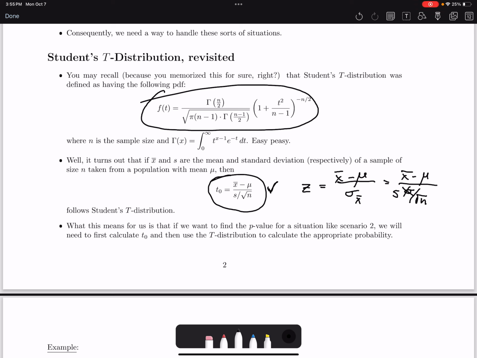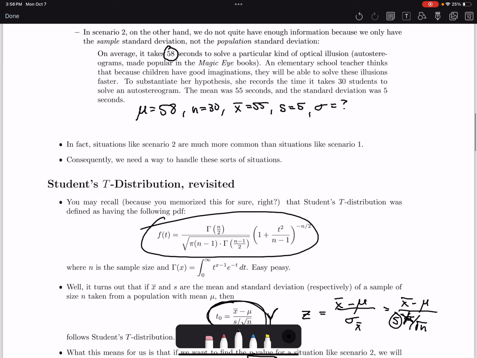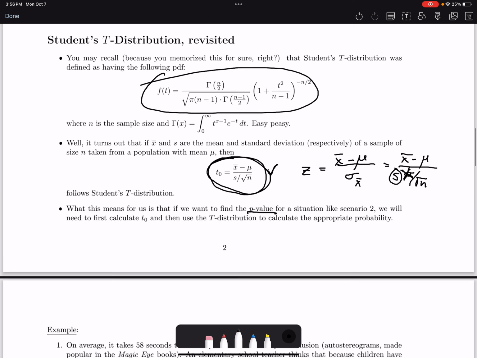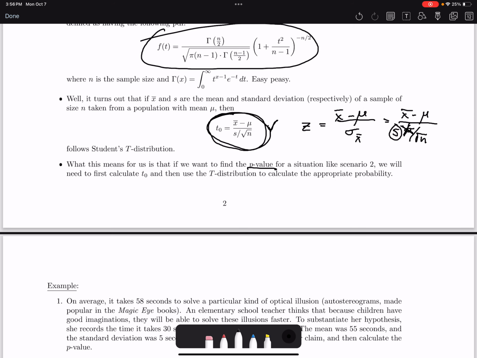And so when we make that change, when we use the sample standard deviation rather than the population standard deviation, we get a value here that is not a z-score that follows the normal distribution, but instead is a t-score that follows Student's t-distribution. What that means for us is that in order to compute probabilities, in order to compute p-values, like the one that we will need to compute for a scenario like this, which are by far the more common scenarios that we encounter, we're going to use Student's t-distribution to do it.